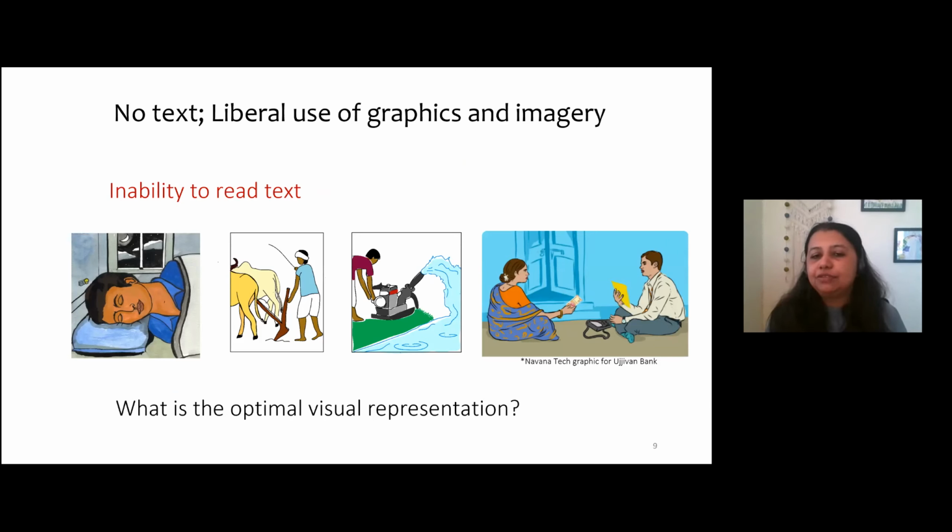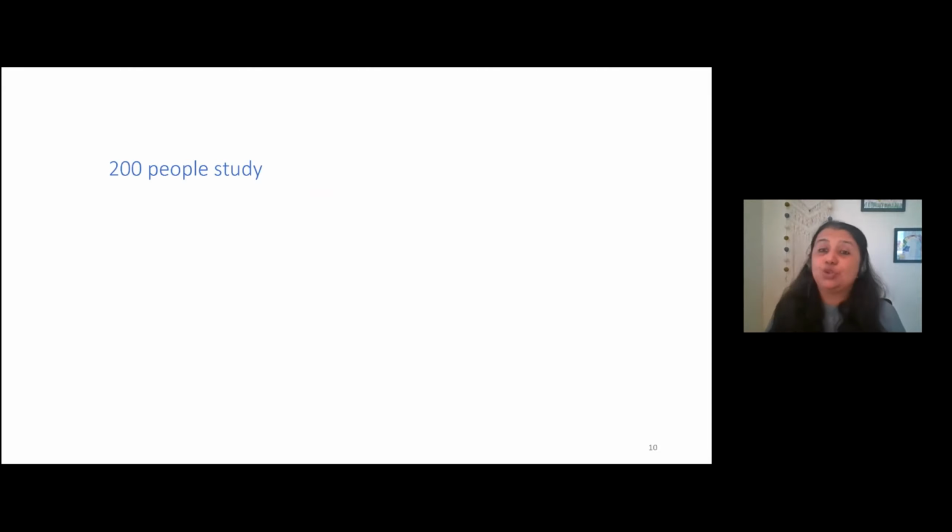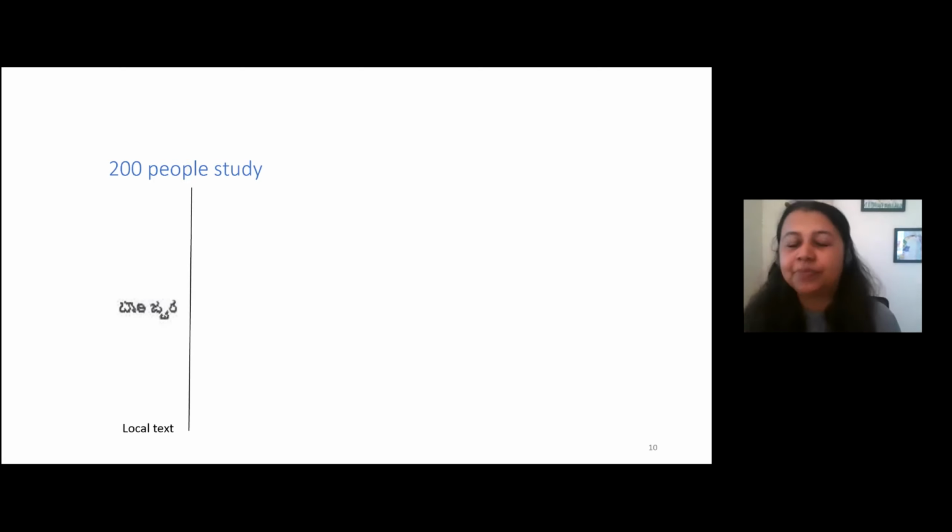I think the first question as researchers is, what is the optimal visual representation even within graphics? To answer that question, we did a controlled study with 200 people from urban slum communities in Bangalore, where we compared 10 different representation styles. So there was a local language text. This is in Kannada, which says Bhari Jwara, which means high fever.